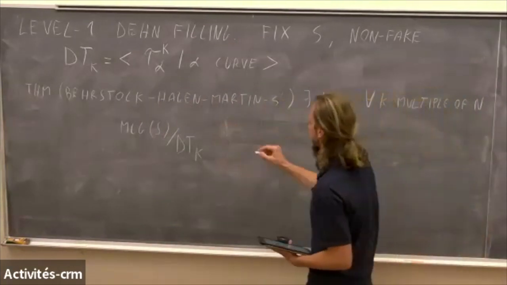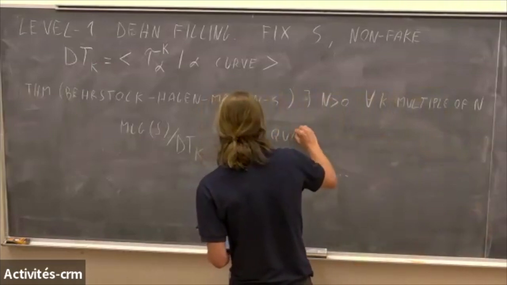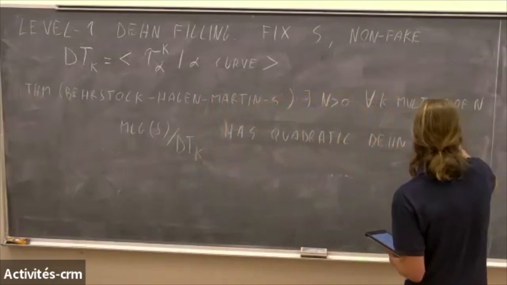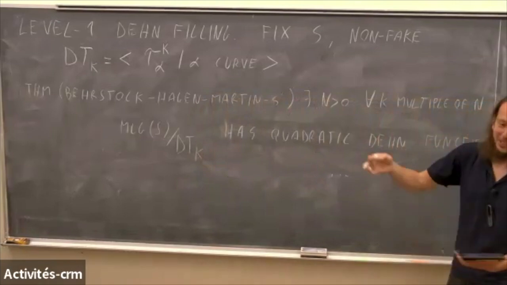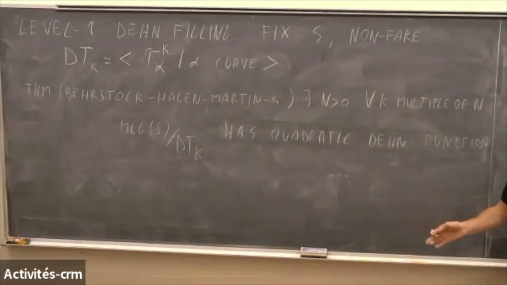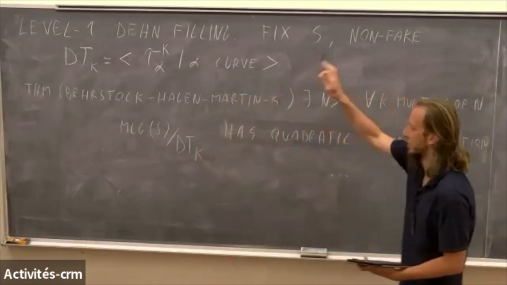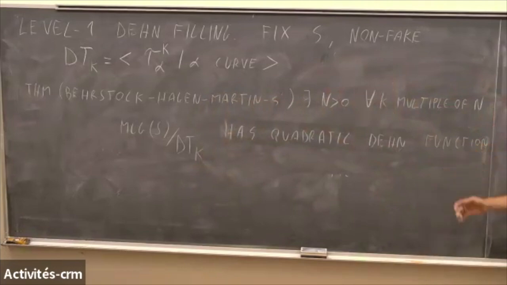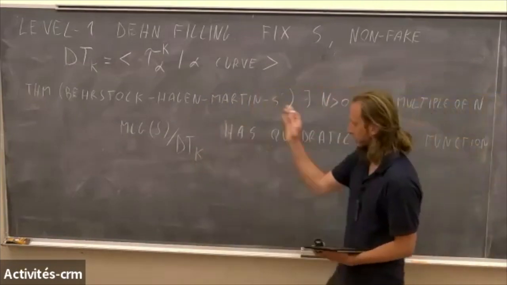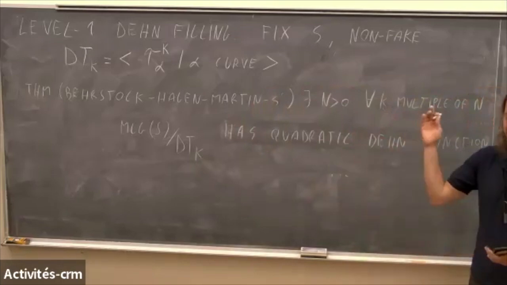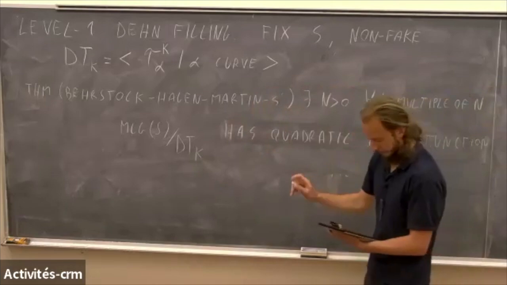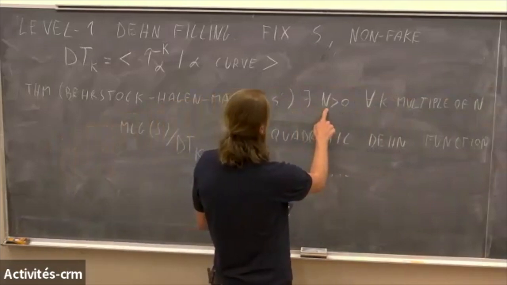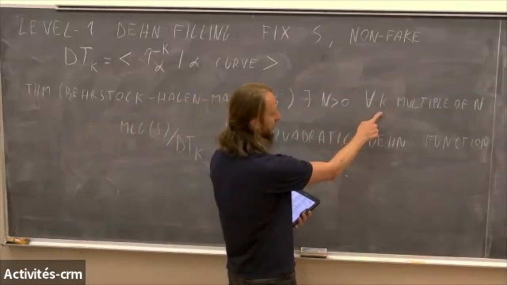Okay. So this thing has quadratic Dehn function. That's already an interesting theorem to prove about a group. I could have written a number of other results that are an indication that you can understand this group. So there exists a very large number, and then whenever I take a multiple.